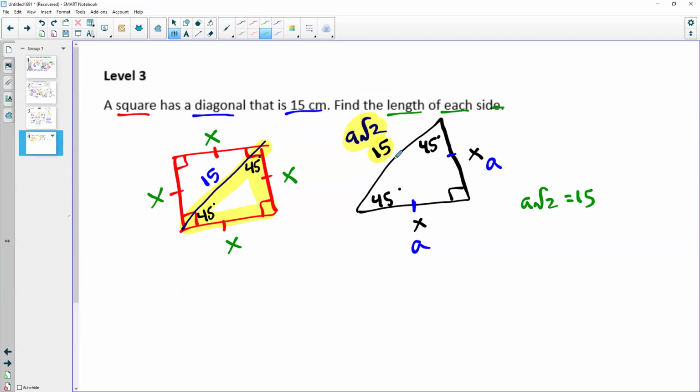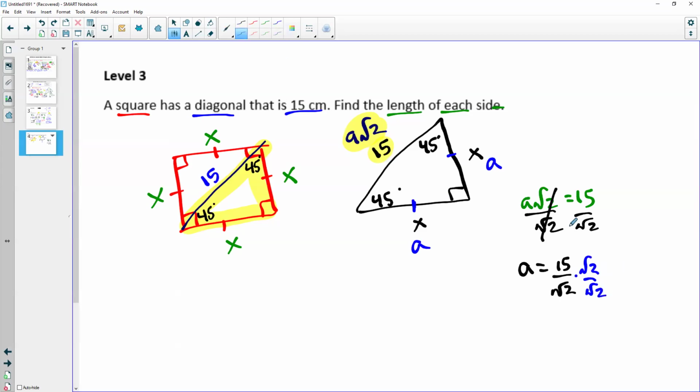If I want to solve for a to find x, then we need to cancel this out. We cancel times square root of 2 by doing the opposite, so divide by square root of 2 on both sides. Doing so gives us a is equal to 15 over the square root of 2. But remember, we cannot have a square root in the denominator. So to rationalize this, we need to multiply the top and bottom by that same square root.